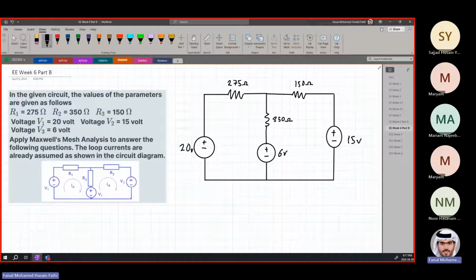So now we have our circuit. We are going to assume our current direction. It's already given in the question to assume it in this way. This is IA, and we have IB. Okay, these are the assumptions we will first have.